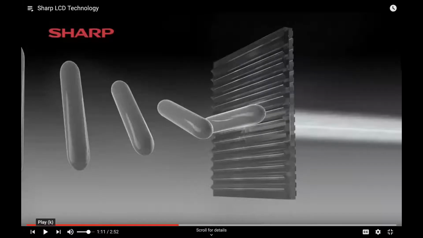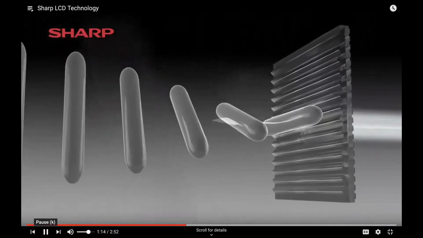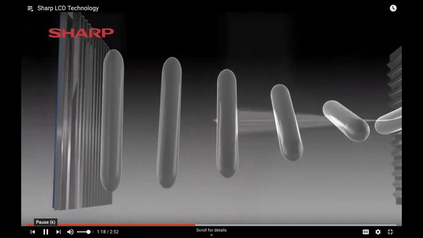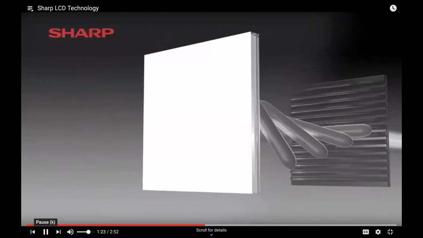So let's go back and share and get into this. The light follows the rotation of the molecules and, twisted by 90 degrees, hits the outer polarization filter. As the rotation means that the direction of the light matches that of the polarization filter.